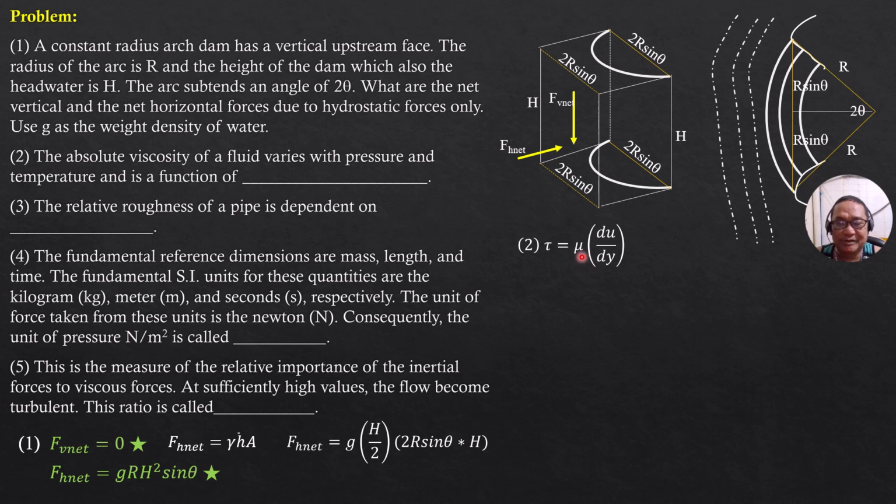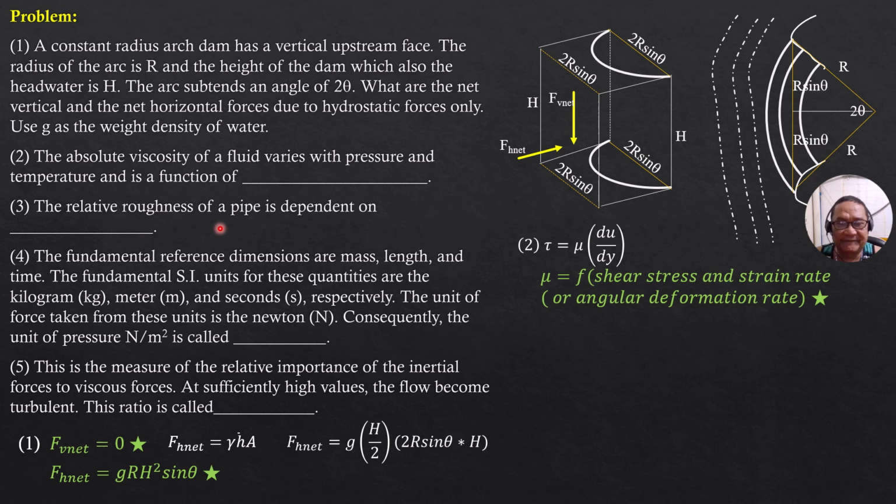Those are synonymous terms for viscosity. Therefore, viscosity is a function of shear stress and strain rate, or angular deformation rate. So absolute viscosity, coefficient of viscosity, dynamic viscosity is a function, that's F, of shear stress and strain rate, du/dy, or angular deformation rate, that's the other term.